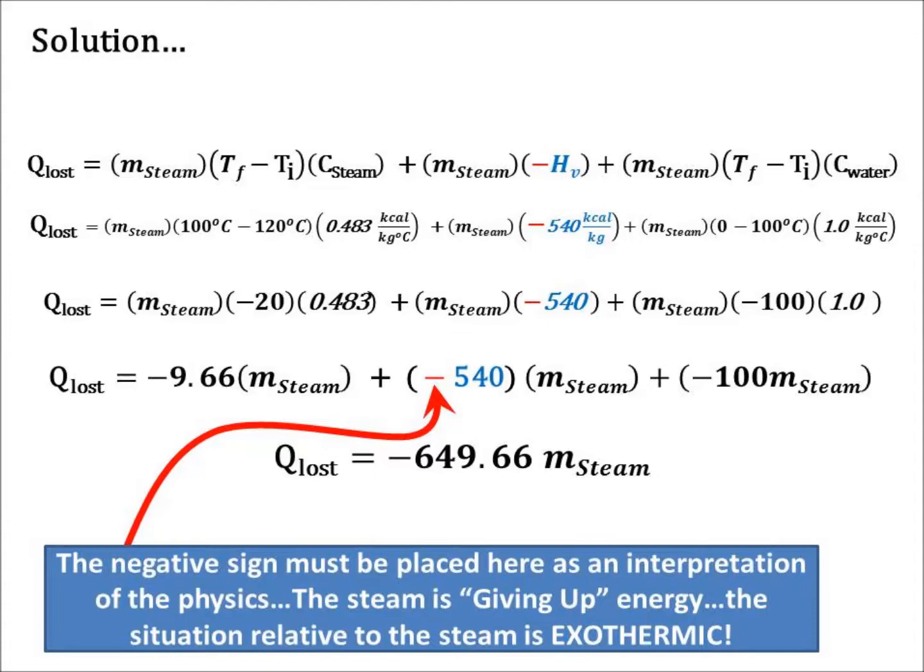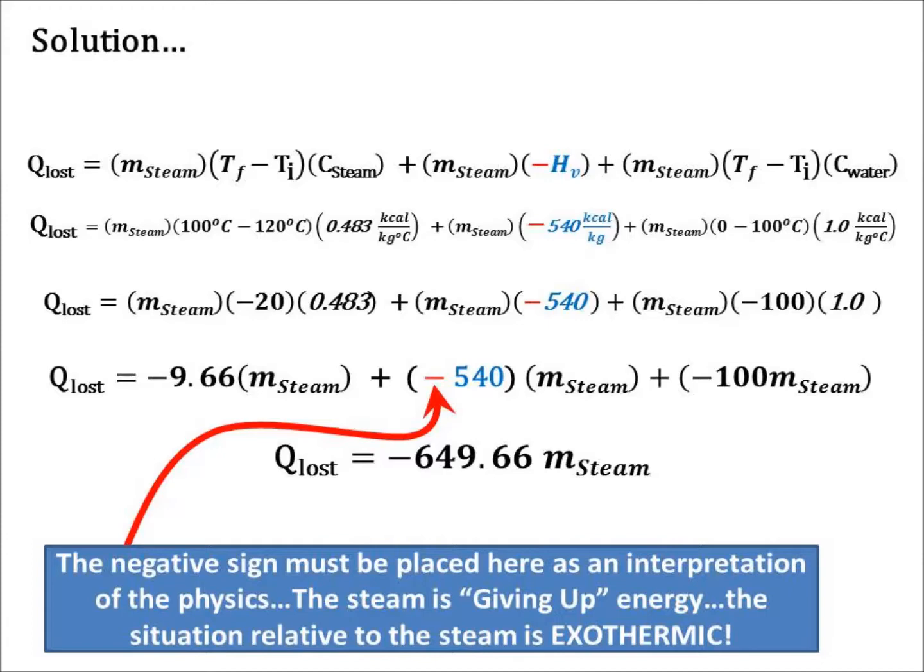The second term, negative 9.66 M steam. And then the next term reduces to negative 540 M steam. And then the next term is negative 100 M steam. Add the three terms, you get negative 649.66. I have here with an arrow just to point to the negative, just to accentuate it. The negative sign must be placed here as an interpretation of the physics. The steam is giving up energy. The situation relative to the steam is exothermic.